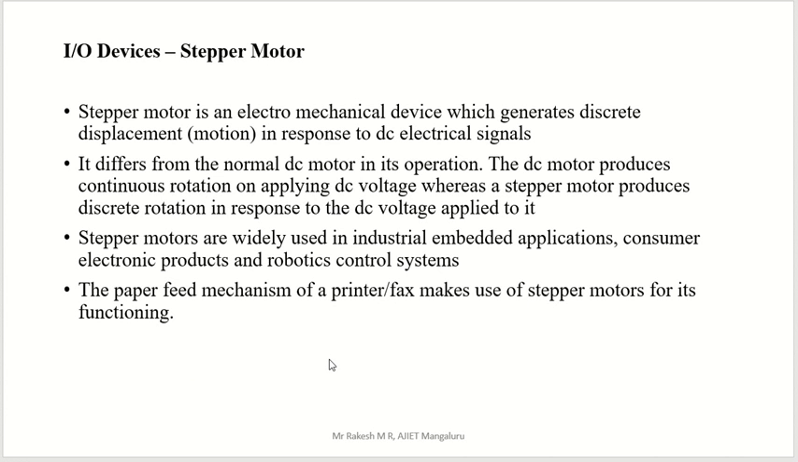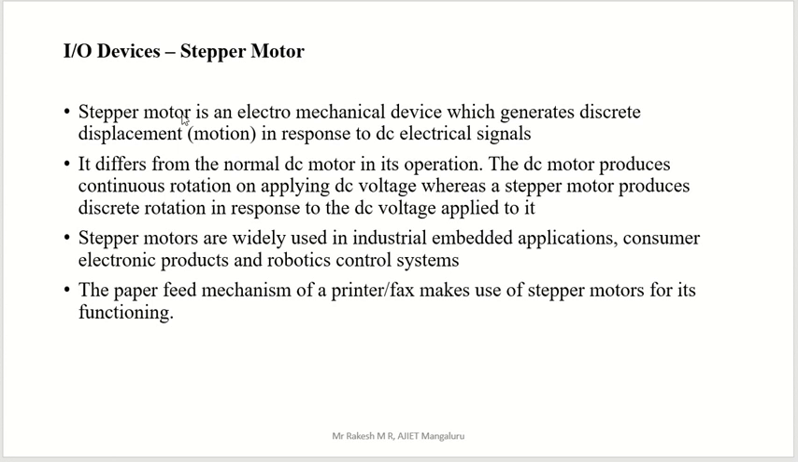Then we have another device, called the stepper motor. This is not actually an input device, it is an output device. A stepper motor is an electromechanical device. Electro means we give an electrical signal, and the mechanical device operates based on that electrical signal. That is why it is an electromechanical device which generates discrete displacement, that is motion, in response to a DC electrical signal. We give an electrical signal in order to move the mechanical device. That is called a stepper motor.